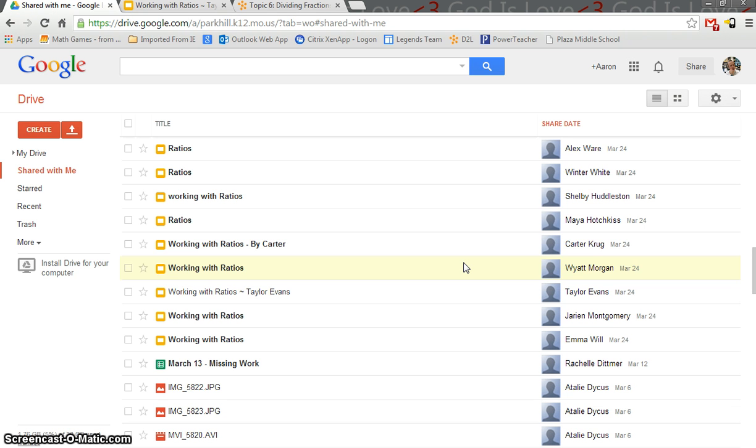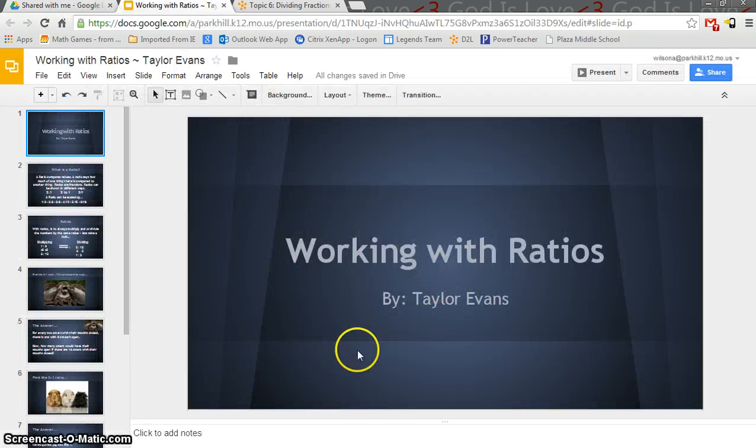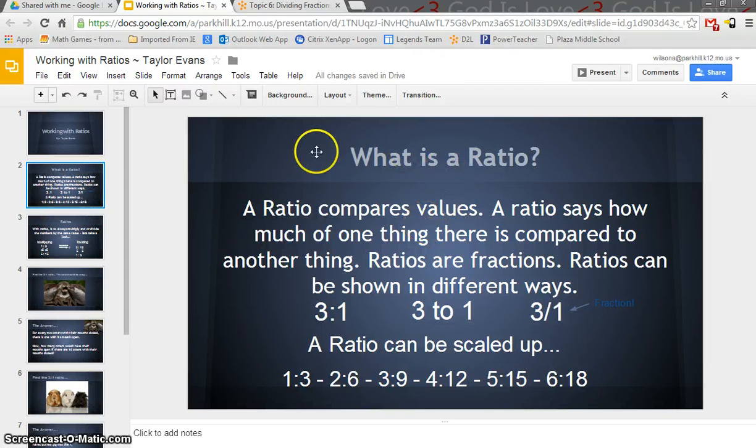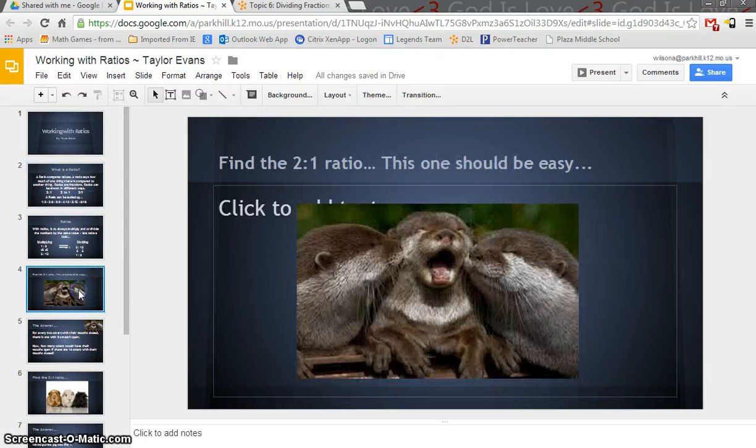So do you want to point out what you're going to be doing during Math Ed? I want to point out Taylor's working with ratios Google presentation because it's pretty cool. So I'm gonna go ahead and show that to you. She's got her title slide here, working with ratios, and then she goes into explaining what a ratio is. She shows the 3 different ways here. You notice the colon, the word to, and the fraction version. And then we're gonna jump right into ratios here.